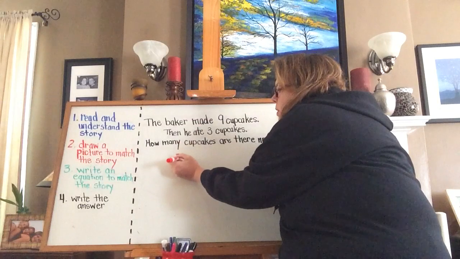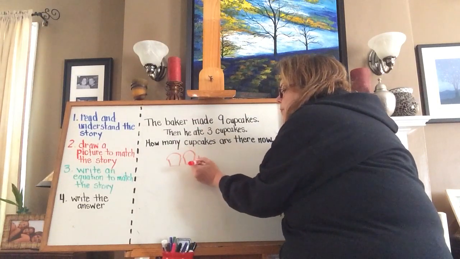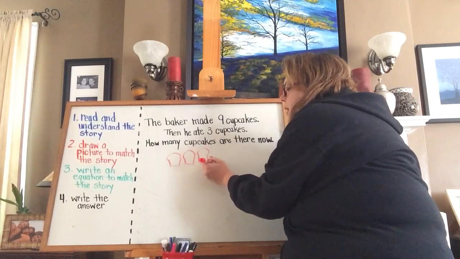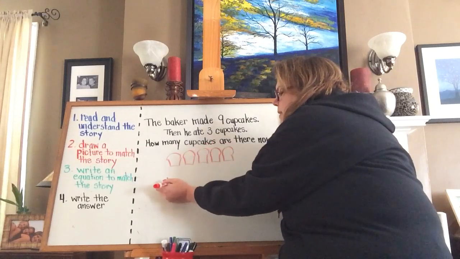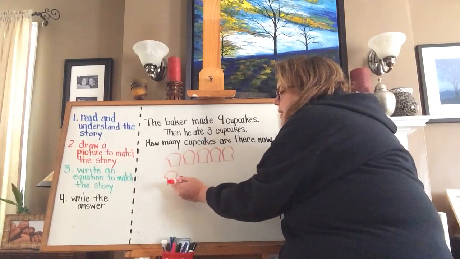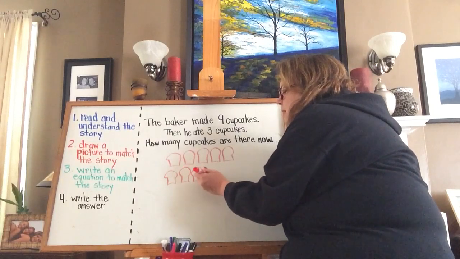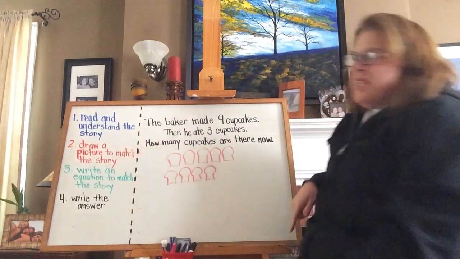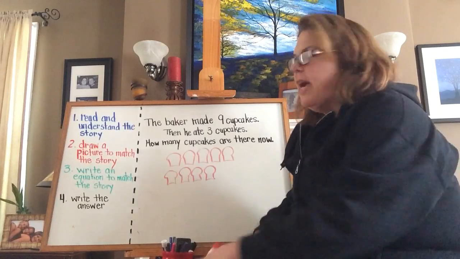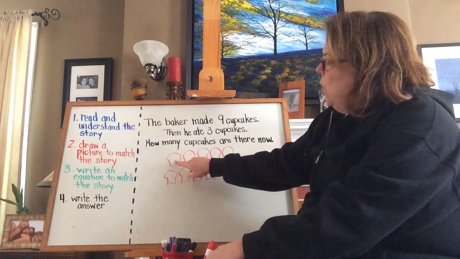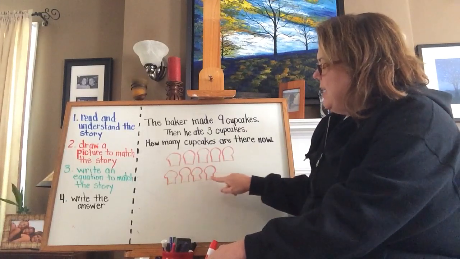So, I'm going to draw my 9 cupcakes. So, I have 1, 2, 3, 4, 5, 6, 7, 8, 9. Now, remember we always talked about math that we want to go back and count just to make sure we didn't make any mistakes. So I should have 9 cupcakes. So count with me. Ready? 1, 2, 3, 4, 5, 6, 7, 8, 9.